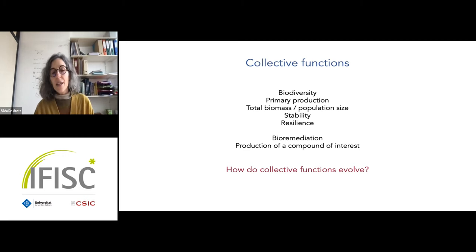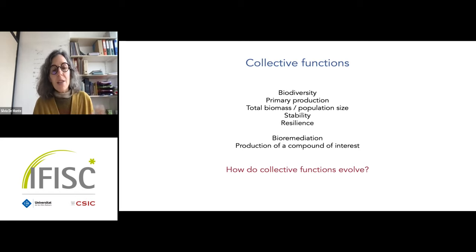On the other hand, one can also think to actually leverage the existence of interactions amongst cells in nature to select specific functions in order to obtain functions of human interest, like bioremediation or production of specific compounds.